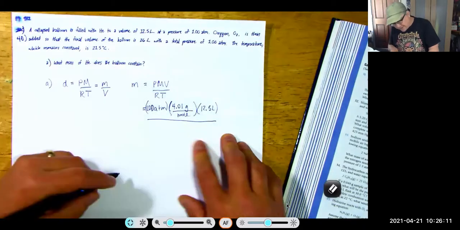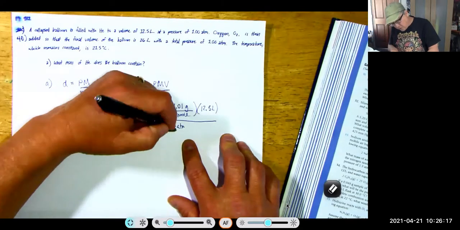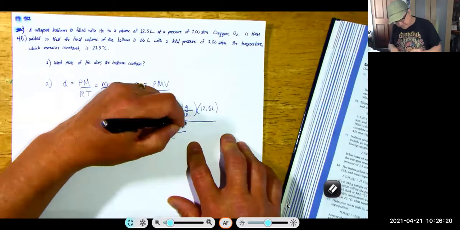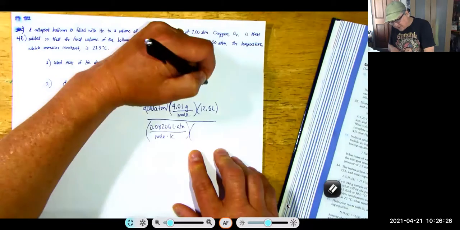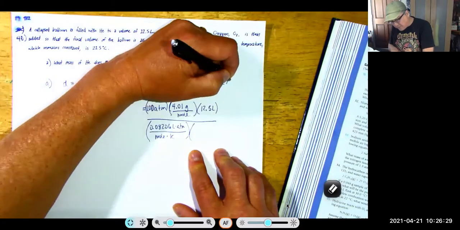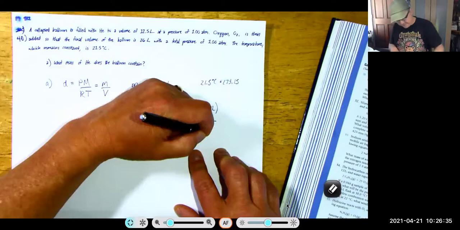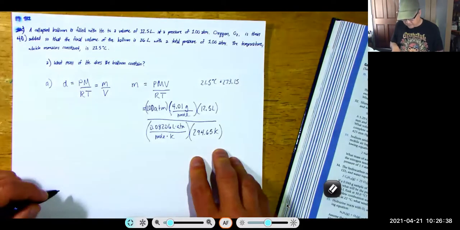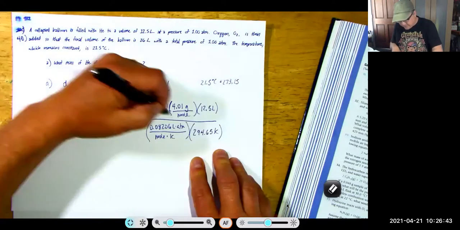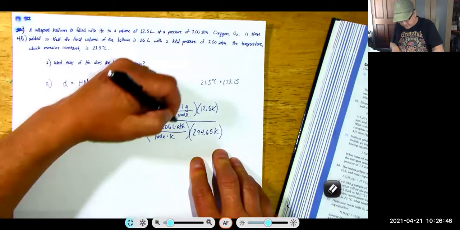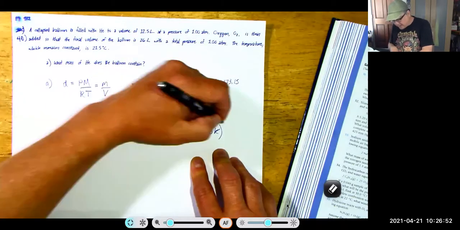R, we're going to use 0.08206 liters atmosphere per mole per K. Right. And for the temperature, we're going to take that 21.5 degrees Celsius and add 273.15. And we're going to get 294.65 K. When we start crossing things that cancel, atmospheres will cancel, liters will cancel, Ks cancel, and moles cancel, and we're going to be left with grams.